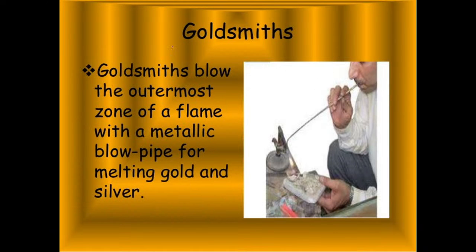Now the goldsmith uses the outermost zone in a flame with a metallic blowpipe. Can you see this person? He's melting gold and silver using the metallic blowpipe. So that is basically the goldsmith, who uses the outermost zone of the flame.